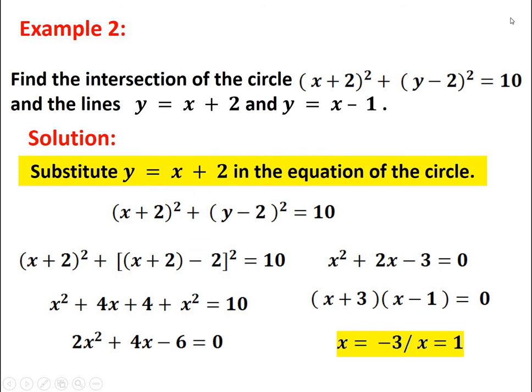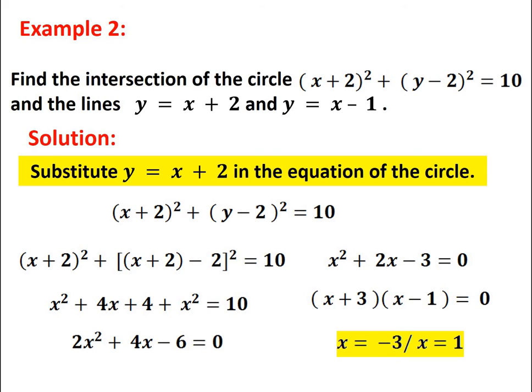Okay? Let us have example number 2. Find the intersection of the circle, the square of (x plus 2) plus the square of (y minus 2) equals 10. And you are given two lines. The first line is y equals x plus 2 and the second line is y equals x minus 1. In here, let's show the solution.